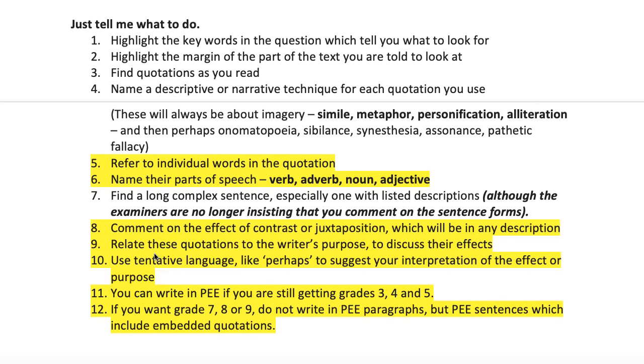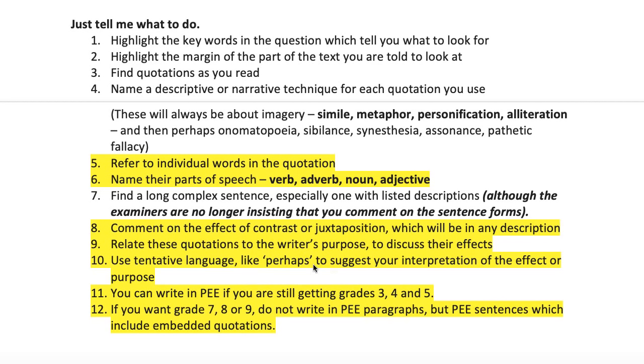When you want to talk about the effect on the reader, you're not really talking about the reader at all. You're really talking about the writer's purpose. So the writer wants us to believe that. The writer wants us to think that. And that's where you're getting the marks. You get extra marks by suggesting that this might be an interpretation. So using the word perhaps to introduce your quotation makes your answer seem more sophisticated.